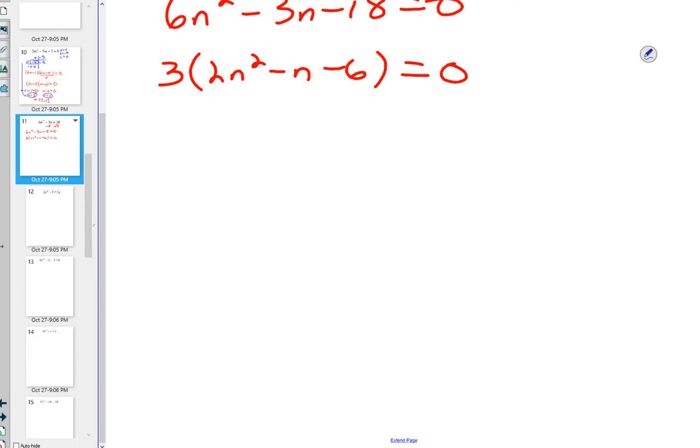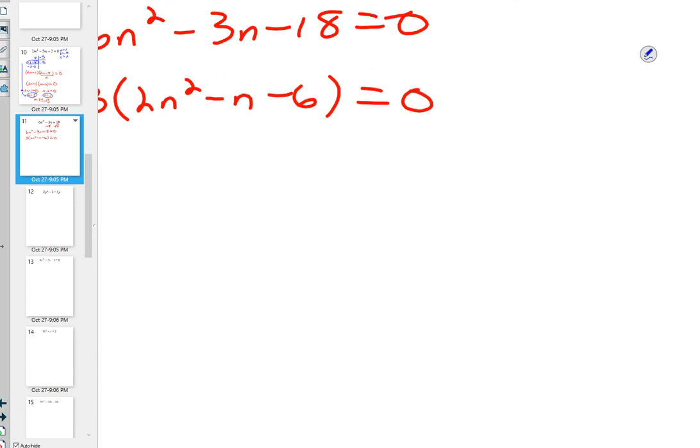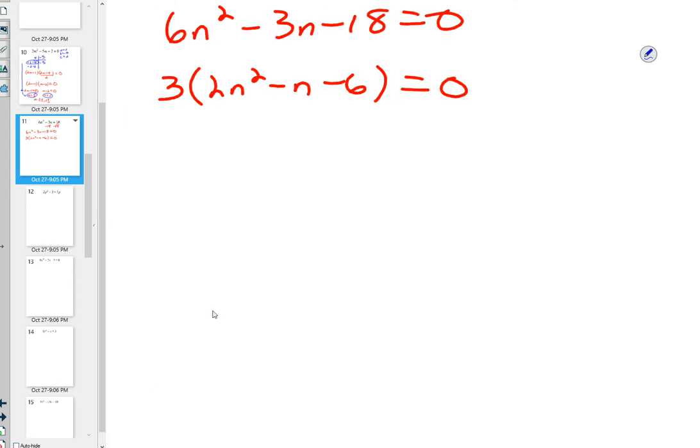All right. But then we have to look on the inside and see if that can be factored any further. Well, it's not a perfect square trinomial because the 6 and the 2 aren't perfect squares. But I might be able to do a chart. 2 times negative 6 is negative 12.